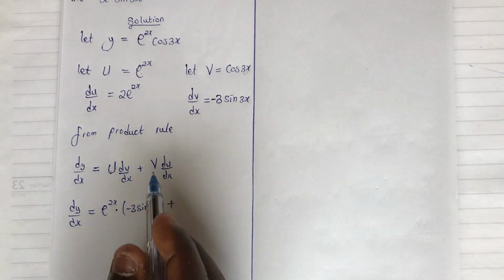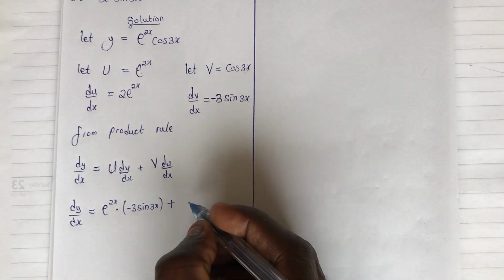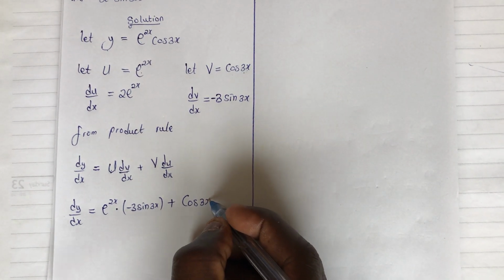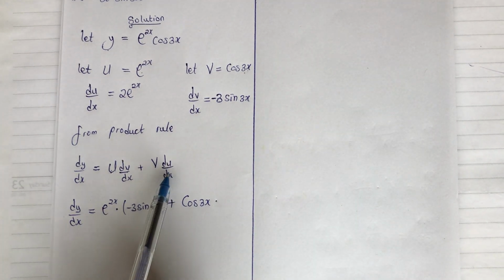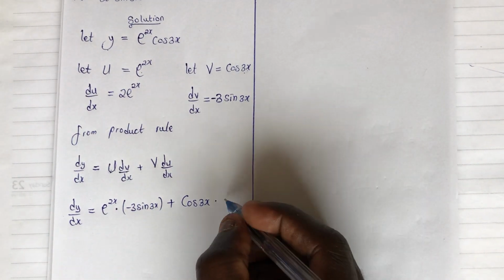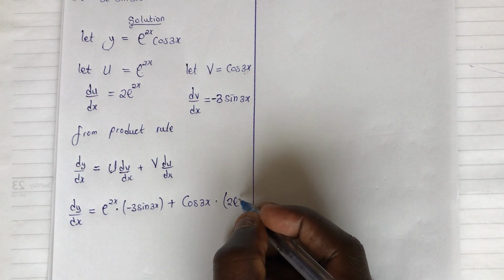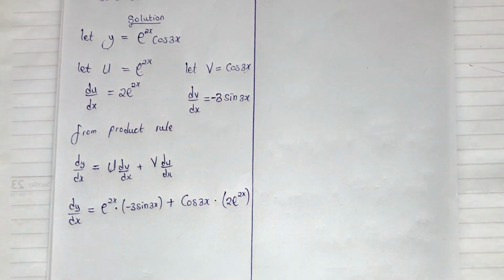Then you add it to, what is v? V is cos 3x. So multiply it by du dx, and du dx was 2e raised to the power 2x. So this is what we have.